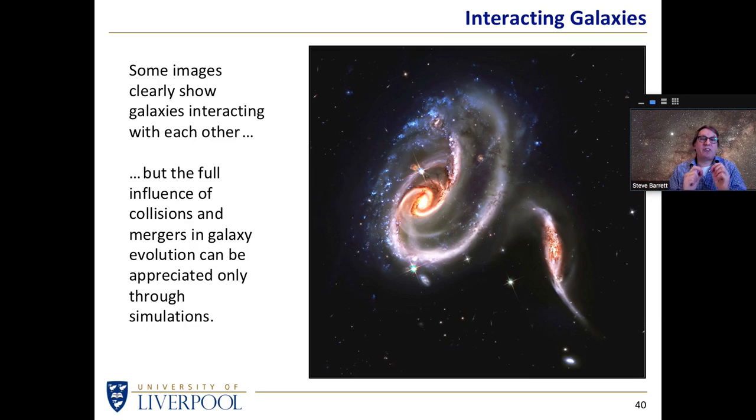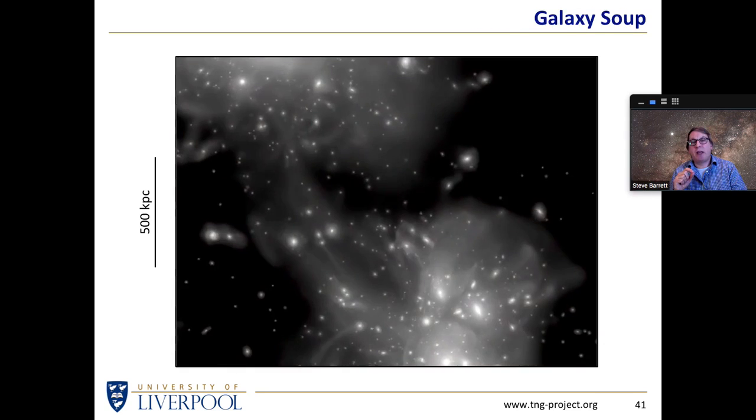So we can take snapshots like this and we can tell that galaxy interactions and collisions take place, but we can't fully understand the influence of collisions and mergers unless we run the simulation in a computer and actually look at videos of how the galaxies interact with each other. And then the picture is very different from this static snapshot. We realize that, especially in the early universe, the environment of any given galaxy was extremely chaotic.